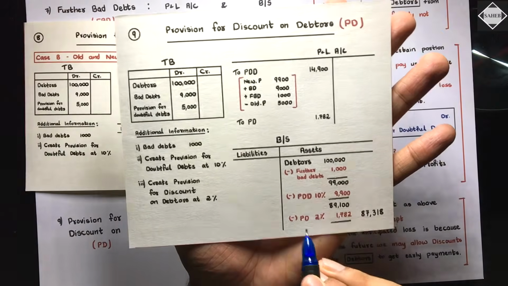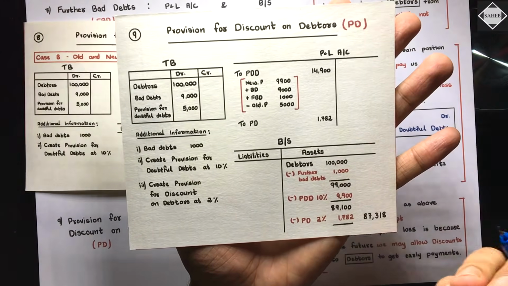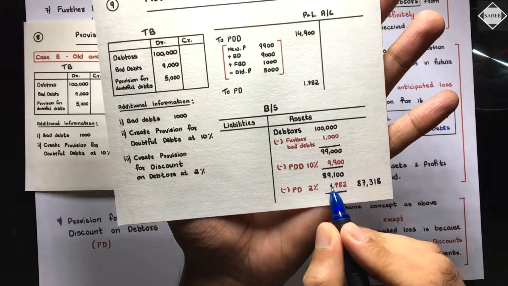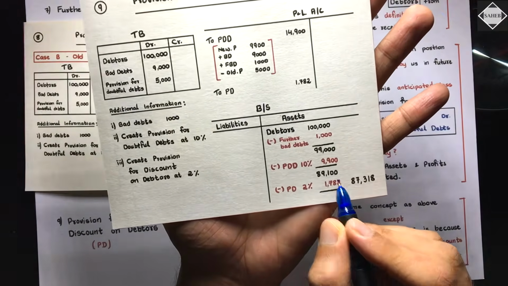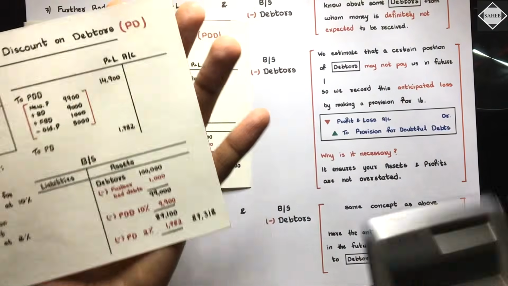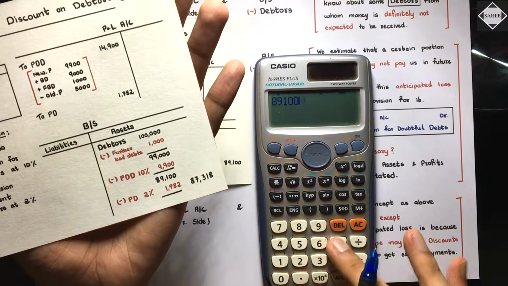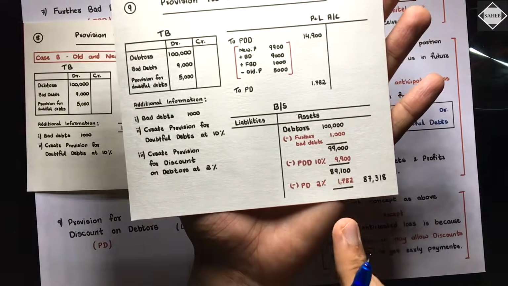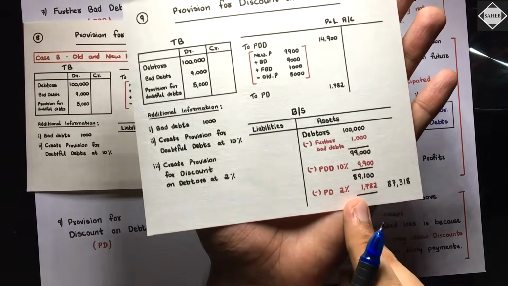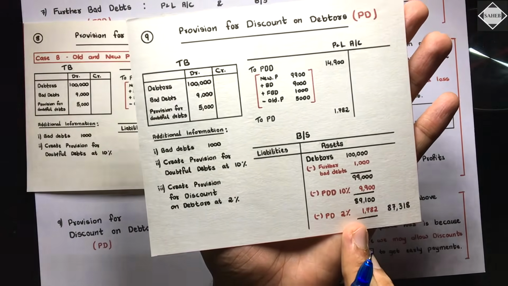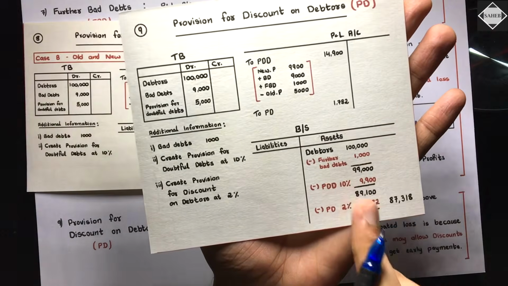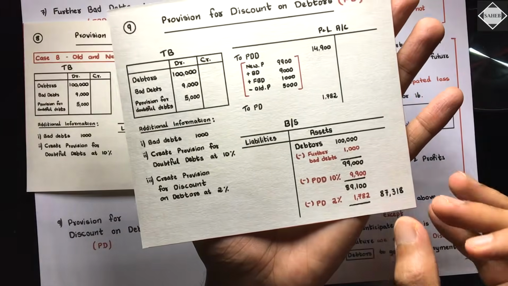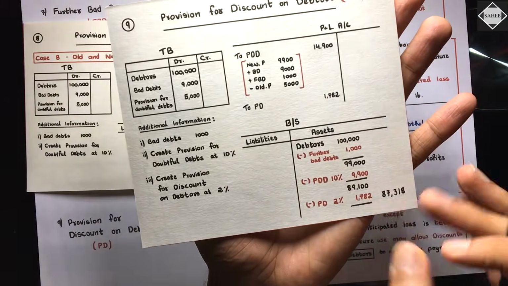Minus PD, provision for discount, 2%. 2% on what? This is also very important. 2% on this. After deducting everything, whatever figure is there now, last, 89,100, on this you have to calculate 2%. So 89,100 into 0.02 is equal to 1782. So 1782 will be our provision for discount. Is that clear? Then you subtract that from 89,100 and you will get 87,318. This is your debtors balance now after doing all the adjustments.